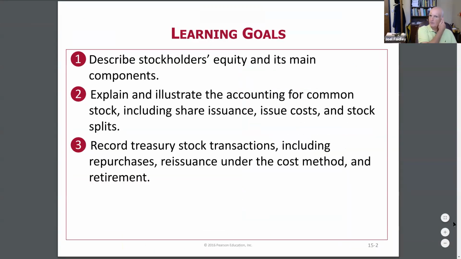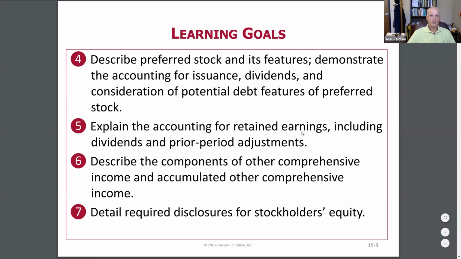Okay, so our learning goals here are, we're going to describe stockholders' equity, the main components, three main components. How do we issue common stock? The costs associated with that, stock issuance costs, kind of like bond issue costs we learned in chapter 14. What do we do on stock splits? Treasury stock, corporate buybacks, very important. And preferred stock as well, another type of stock in addition to common stock.